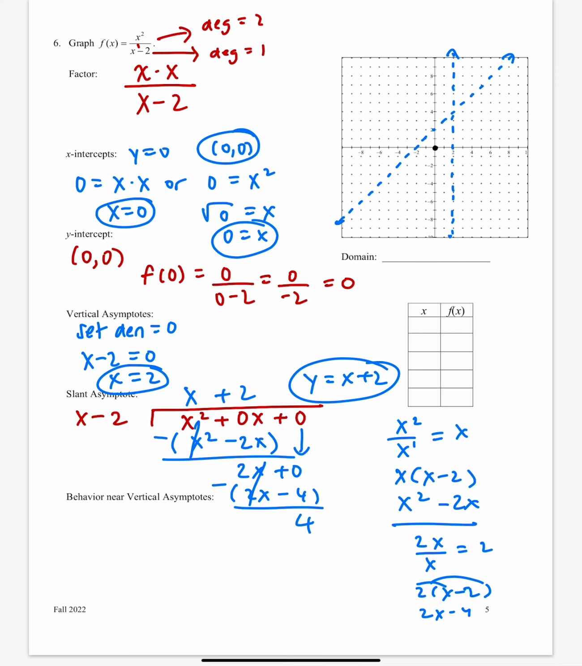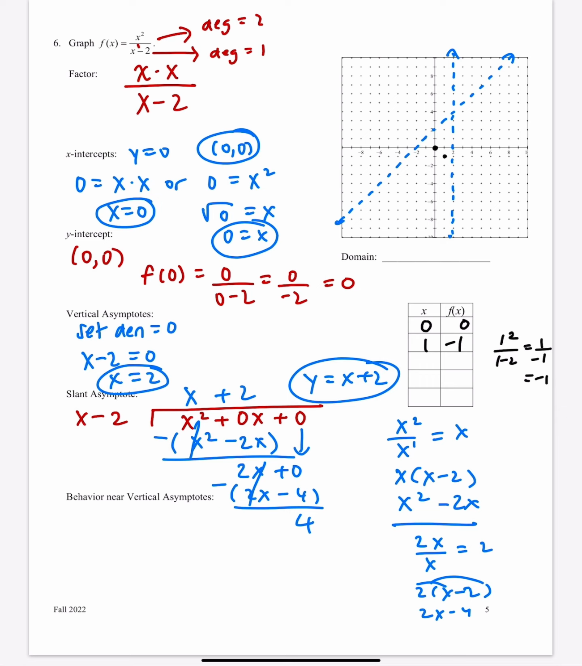Nice. Now you just plug in a bunch of numbers, right? So we can make a sign chart, or we can just plug in some numbers. We already know that it's (0, 0). So that one's basic (0, 0), right? That's the x and y intercept. You can plug in like 1, right? 1 squared over 1 minus 2 is 1 over negative 1, which is negative 1.